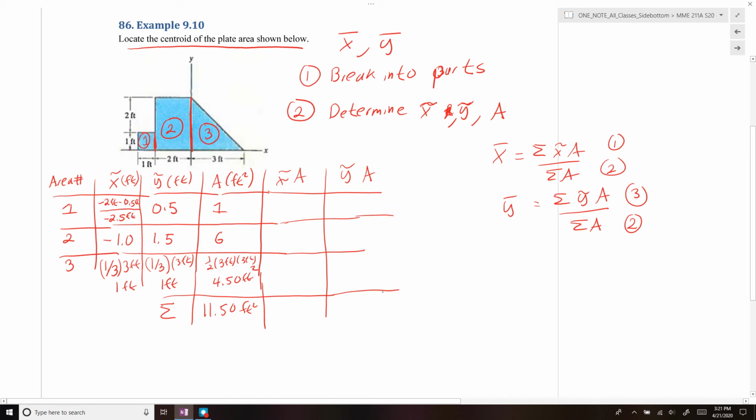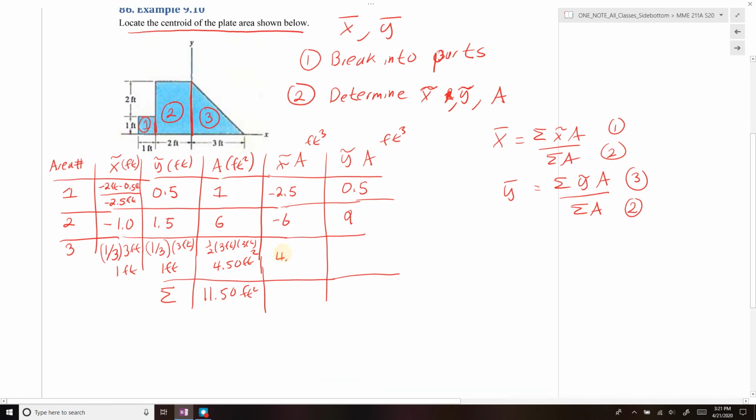So if we do that, for x tilde times a for area 1, we would get negative 2.5. These are all going to be in feet cubed. For y tilde times a, we would get 0.5. For area 2, x tilde times a would be minus 6 feet cubed, and y tilde times a for area 2 would be 9 feet cubed. And then for x tilde times a for area 3, we would get 4.50, and for y tilde times a, we would get 4.50.